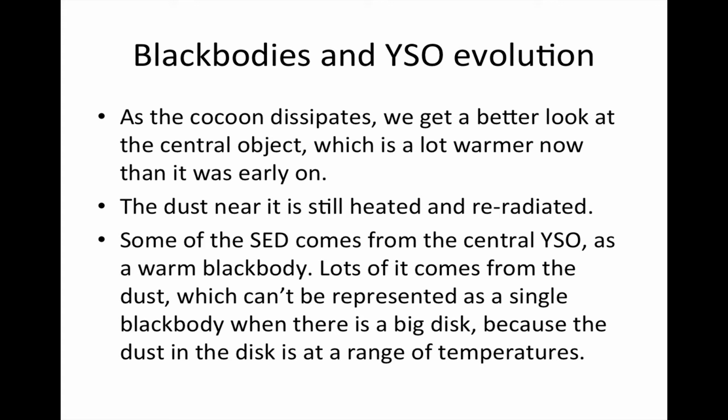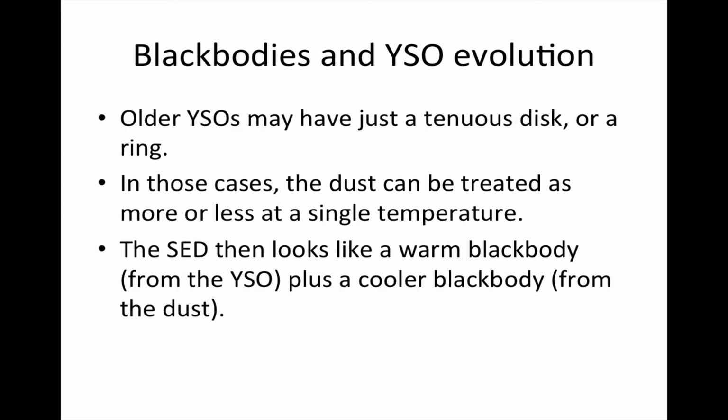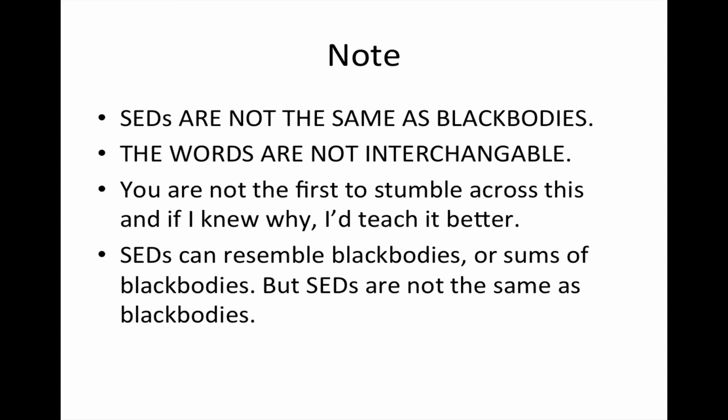The dust near it is still heated up by the young star and re-radiating in the infrared. So some of the SED is going to come from the young star and some of it is going to come from the dust around it. And so there's going to be a warm black body for that central star, and then probably not necessarily something that you can represent as a single black body at the longer wavelengths. When you have still older young stars, you may have a much more tenuous disk or even a ring. So in those cases, you can kind of treat it as all the dust being a single temperature. So then you have a warm black body from the young star and then a cooler black body from the dust.